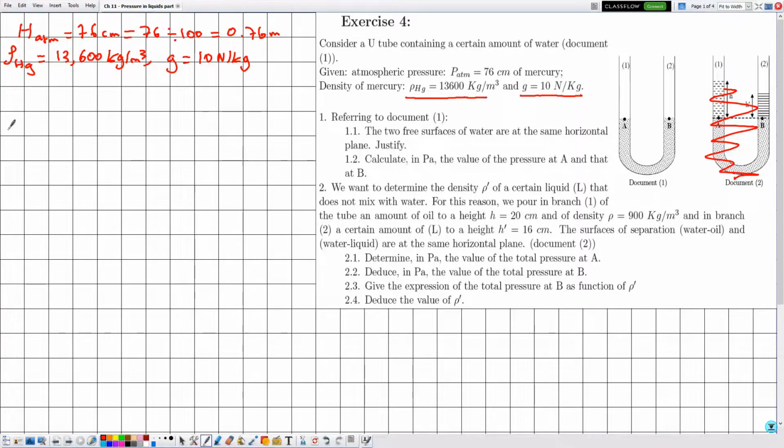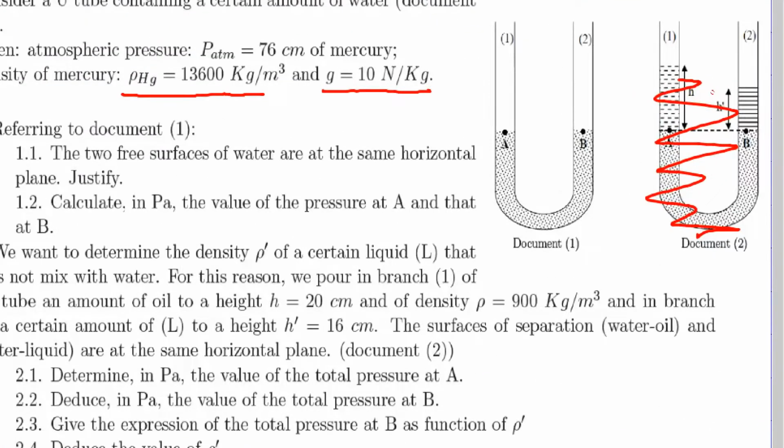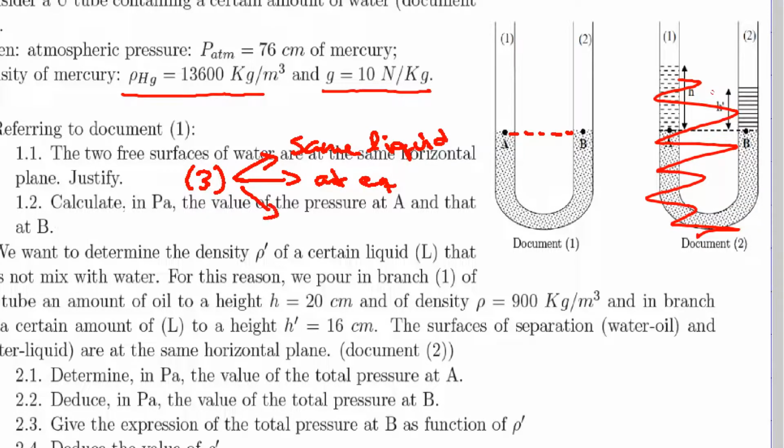Number 1, referring to document 1, 1.1, the two free surfaces of water are at the same horizontal plane, justify. So always such type of questions are answered using the rule of 3, which is given by same liquid at equilibrium, and either we say same pressure or same horizontal level.